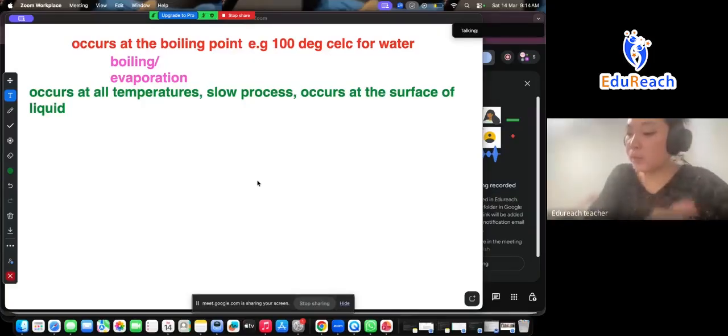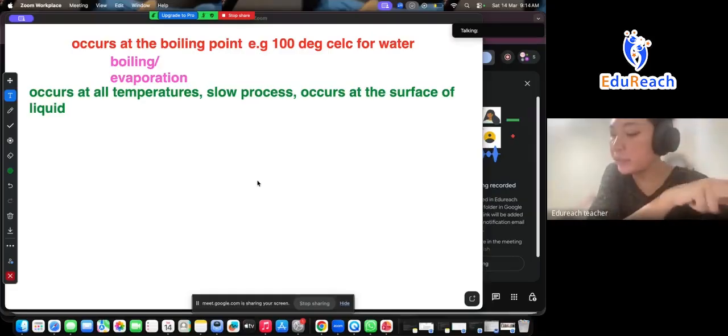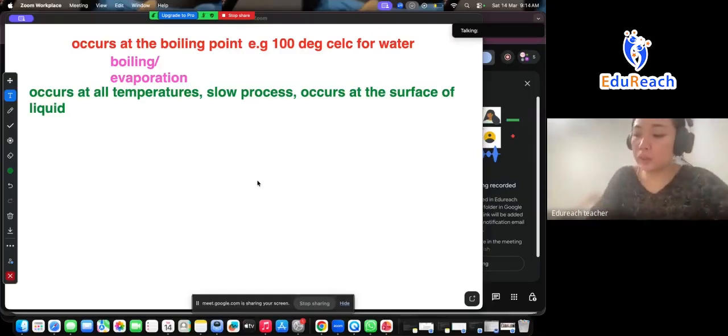So we have melting, boiling, evaporation, condensation, freezing. I want you all to also note the temperature of melting and freezing is technically the same. The temperature for boiling and condensation is also technically the same. The only difference is whether you are heating it or cooling it. Melting and boiling are heating processes, whereas condensation and freezing are cooling processes.